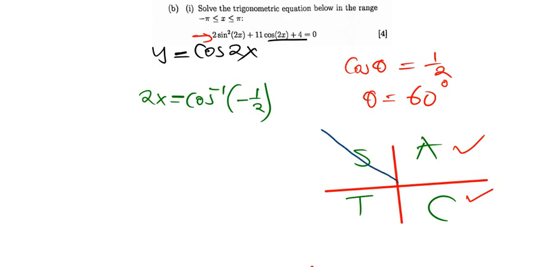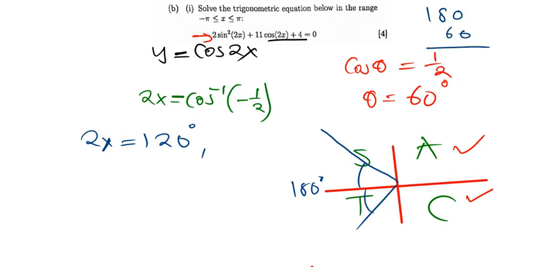Now in the second and in the third, how do we find angles in the second quadrant? For the second quadrant, you subtract from 180. So that gives us 120 as the first possible answer. And then in this quadrant, you add to 180. So 180 plus 60. That should be 240, right? So 240 degrees. And then if you divide by 2, the two answers you're going to have is x equal to either 60 or 120 degrees. So these are the two answers in degrees.